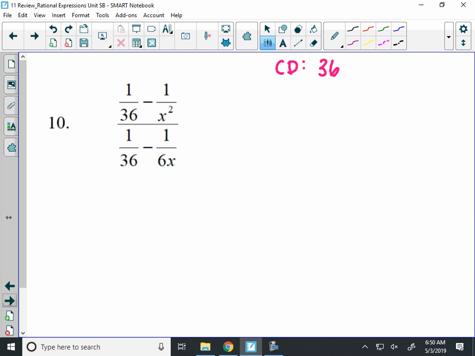It needs to be able to cancel the 36 off, so I need to have a 36 there so that the 36 will go away. X squared. Again, if I just did 6x, now don't write this down, but if I just chose 6x, that would not cancel fully the denominator for that left fraction, or the right fraction. So we need to make sure that we choose a common denominator that will eliminate every one. So now I multiply every single fraction by 36x squared.